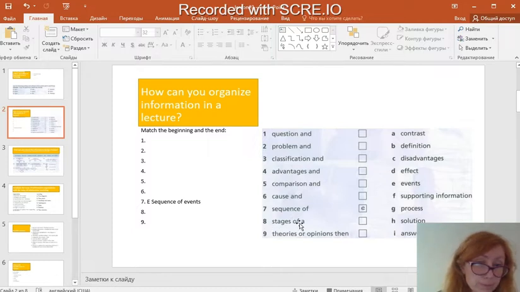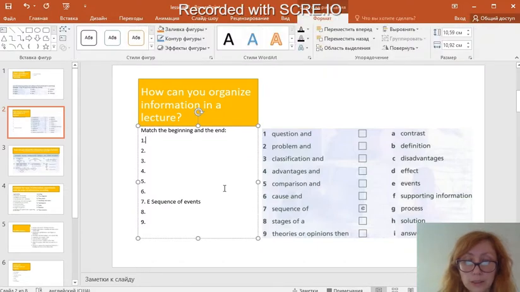They answered question 7. Sequence of what? Sequence of events, for example. It is written here. If we take a look at the first one, question and what? And what would you choose here? Contrast, definition, disadvantage, effect, events, supporting information, process, solution, answer. Well, I would choose answer. Question and answer.